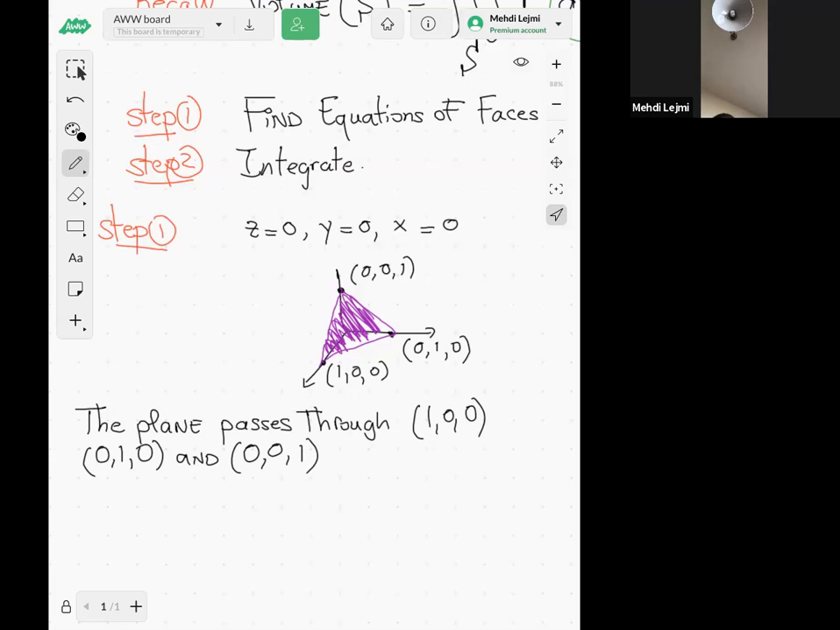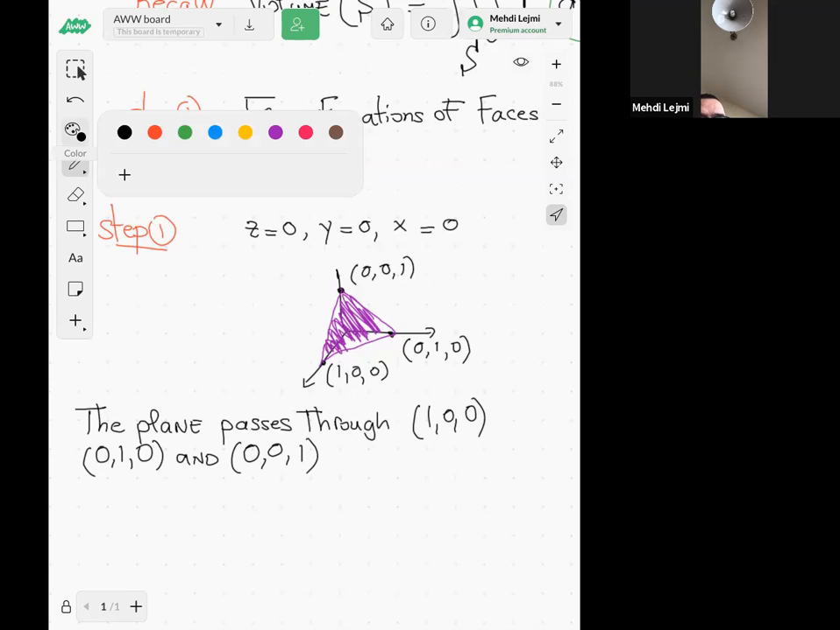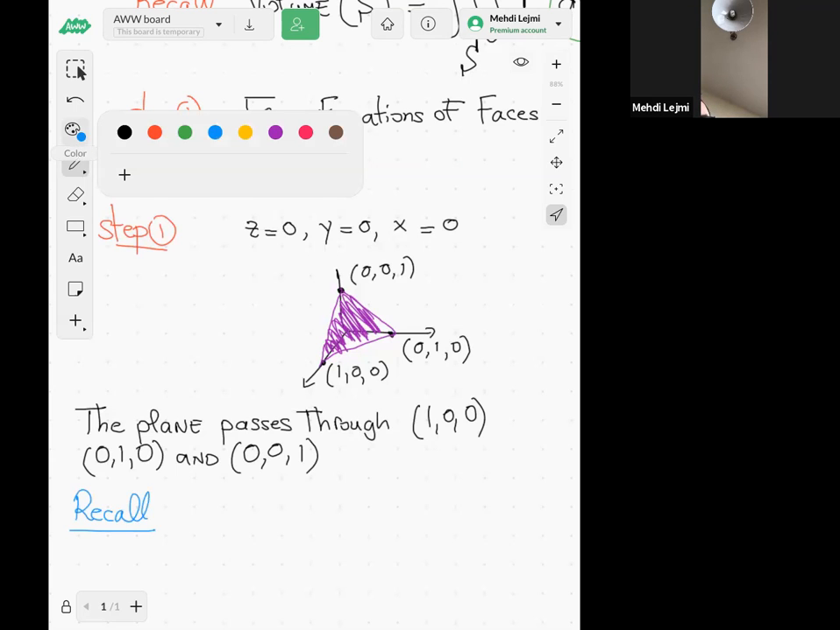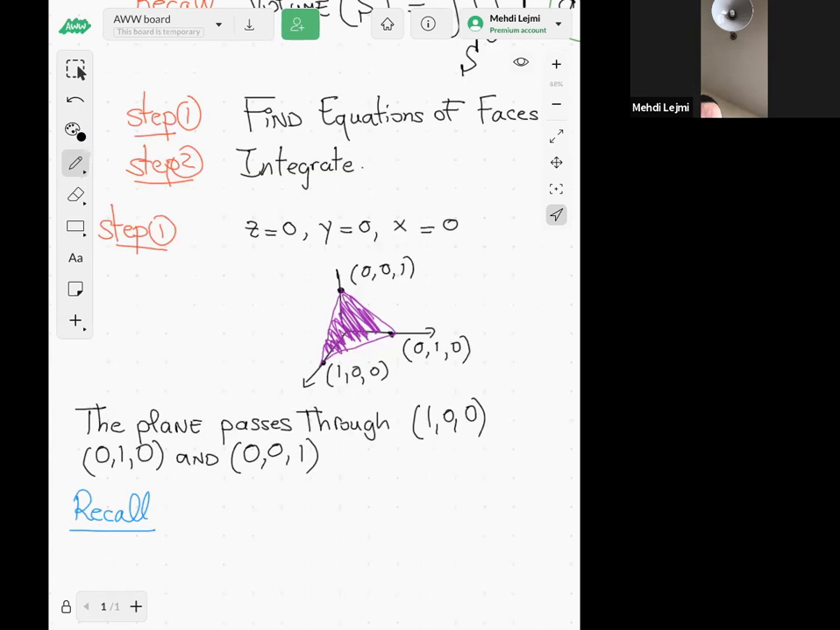So let me just remind you guys, this is from Calc 3. So how do we find the equation of such a plane? So let me just recall you here. Okay, so to find the equation of a plane, passing through 3 points, let's say, we need to find the normal vector, right?